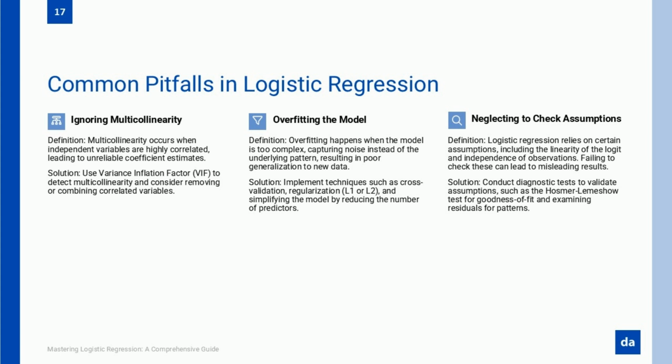First up, ignoring multicollinearity. This happens when two or more independent variables are too closely related, making the model struggle to figure out which one actually matters. Imagine listening to two people telling the same story at the same time. It just creates noise. If multicollinearity is present, the model's coefficients become unstable, sometimes even flipping signs. The fix? Use a variance inflation factor (VIF) test to spot these variables, then either remove or combine them.